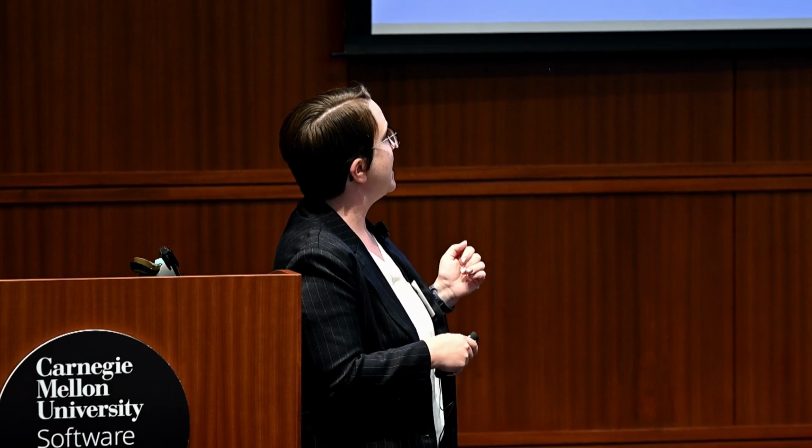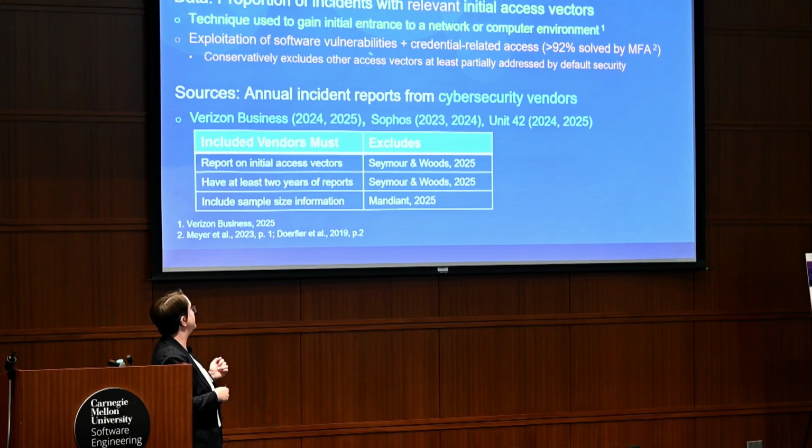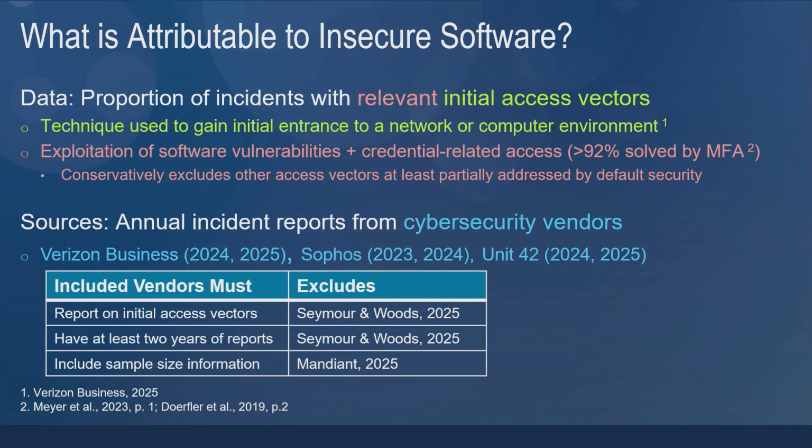So we are looking at some annual reports from cybersecurity vendors. The ones we landed on were Verizon, Sophos, and Unit 42. We used vendors that had at least 2 years worth of data, that were reporting fairly consistently on initial access vectors, because even those reports kind of break out initial access vectors in different ways in each one, but consistently enough that we could bin them, and having sample size information. So Mandiant has the M-Trends reports. Those are really great. There's no sample size information in there, so we couldn't include it because we have to weight the results by the sample size.